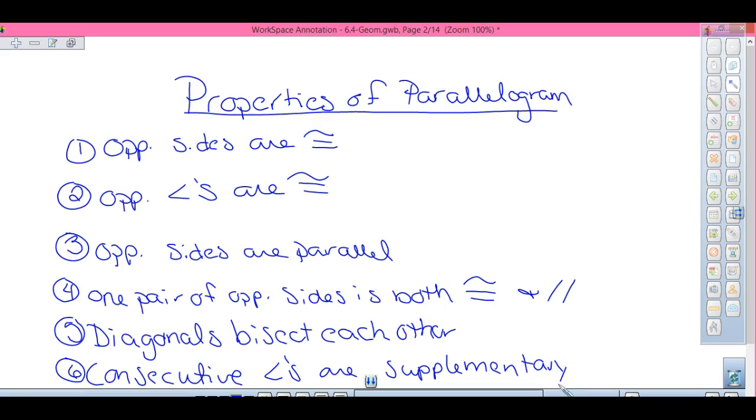All right, so the reason why we need to get these down is because we are going to learn 3 different types of parallelograms. We're going to talk about the rhombus, we're going to talk about squares, and we're going to talk about rectangles. Okay, and all 3 of those are parallelograms. So they're going to have some certain properties that are true for them, but these 6 will also be true for them, because they are parallelograms.